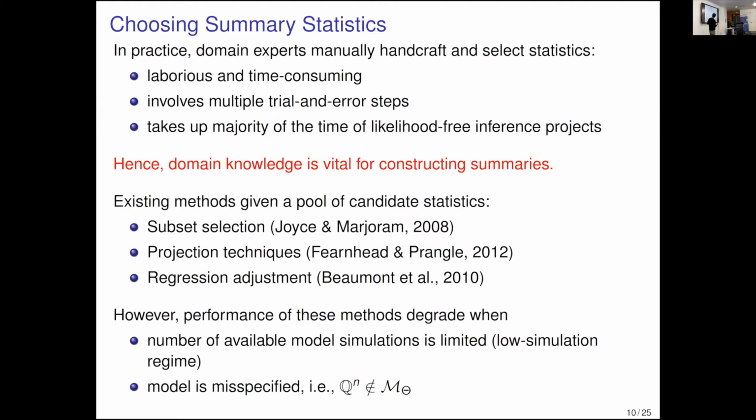So what we recognized was that the performance of these methods degrades when you have fewer simulations that you can do from the model, which is basically having less data. Any model performs worse then. And also when the model is misspecified, so when your true data distribution does not lie in your model family. Because ABC is still trying to approximate the standard Bayesian posterior, and in this case even the Bayesian posterior is erroneous.